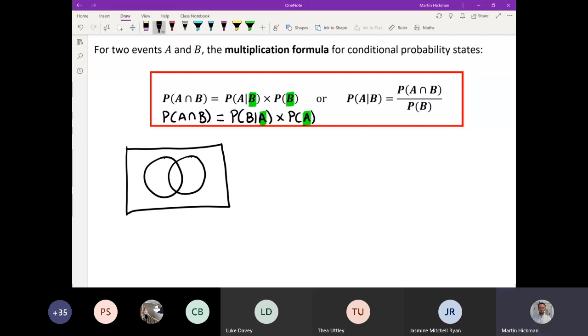The probability of C and D, well, I just worked that out. That's 0.18. And the probability of C, that's given to me in the question, is 0.2. So my probability is simply just going to be 0.9 or 9/10, if you will.